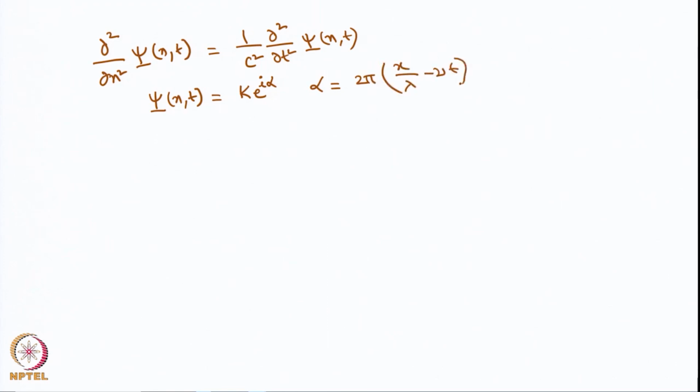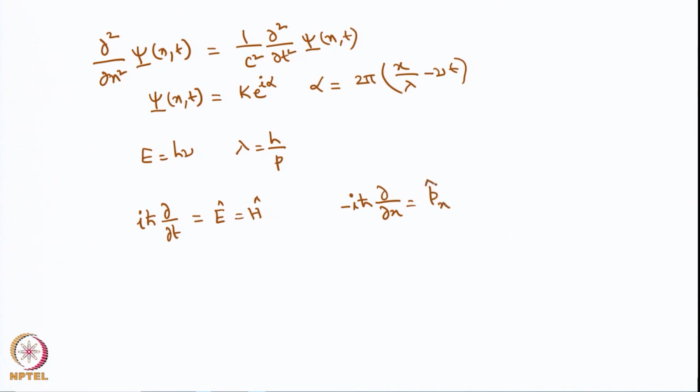Using this information from classical equations combined with E equals h nu and lambda equals h by p, the Planck-Einstein equation and the de Broglie equation, we arrived at two operators: i h bar d by dt is equal to operator E or operator H, and minus i h bar d by dx is equal to operator Px.